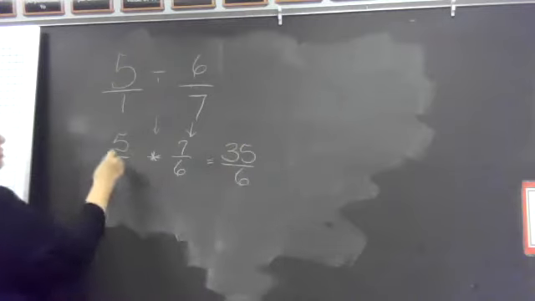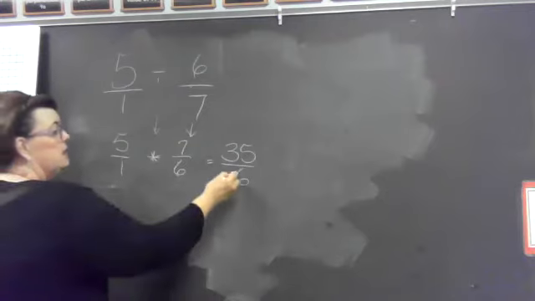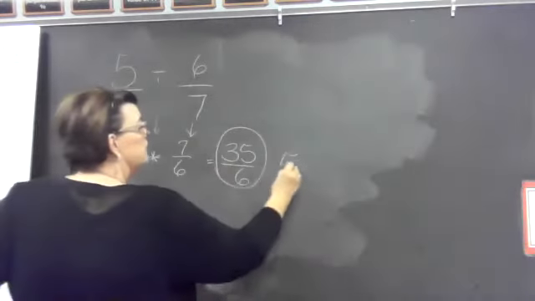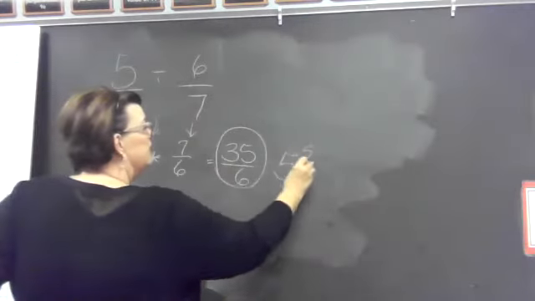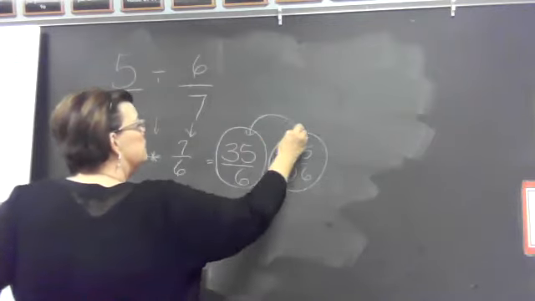35/6 because there was no cross canceling to be done. And when I change this to a mixed fraction, you're going to have 5 5/6. Both of these again are the same answer.